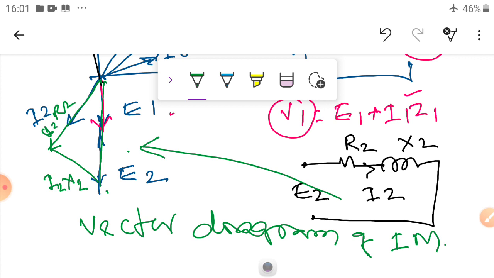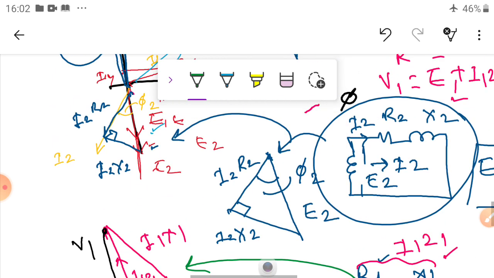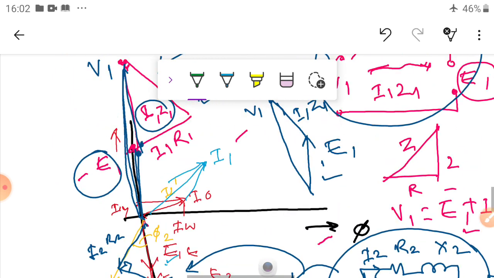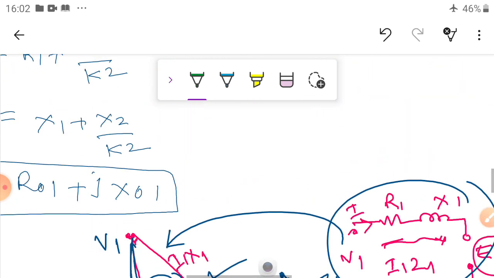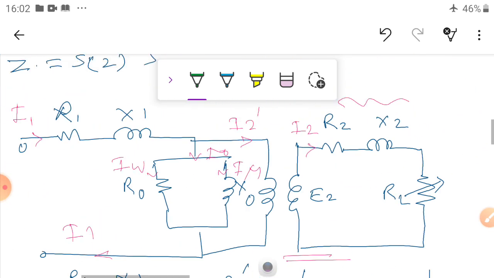Okay, so dear students, it's very easy, but you have to just practice one or two times. Let us summarize. So how we have drawn the equivalent circuit diagram of induction motor and how we have drawn the vector diagram of induction motor. Okay, so let us see.